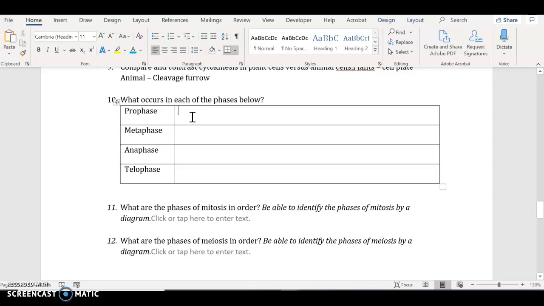What happens in prophase? In prophase, our DNA coils, because we're going to move it around, our spindle forms, and our nucleus degrades. That's how you can identify prophase.